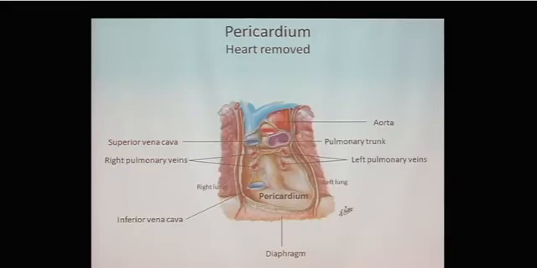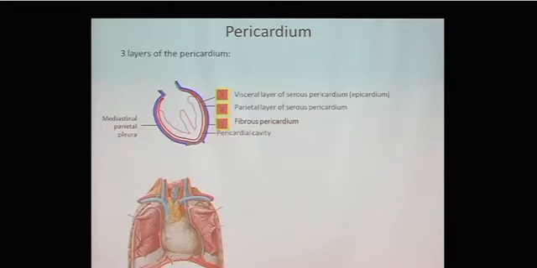And when we take the heart out of its sac, then we can see the inner lining of the fibrous pericardium. This is lined by a layer of thinner tissue called serous pericardium that actually produces a serous fluid. Okay? So what are the 3 layers? We've talked about the fibrous pericardium, and we've talked about one of the layers of the serous pericardium.